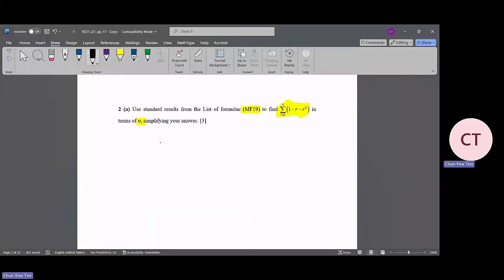Simplifying your answer. So what you need to do is just to refer to your formula booklet MF19. So the sum of 1 is n. Then the sum of r is n plus 1 over 2. Then the sum of r squared will be n plus 1, 2n plus 1 over 6. So they all have a common factor 1 over 6n. You can take 1 over 6n out.